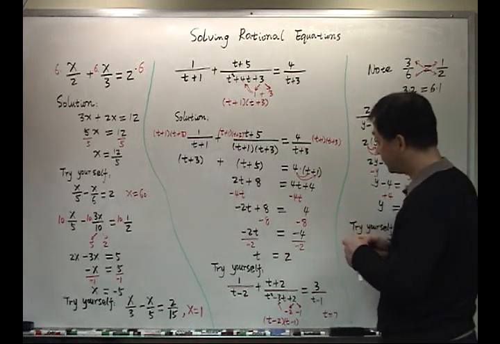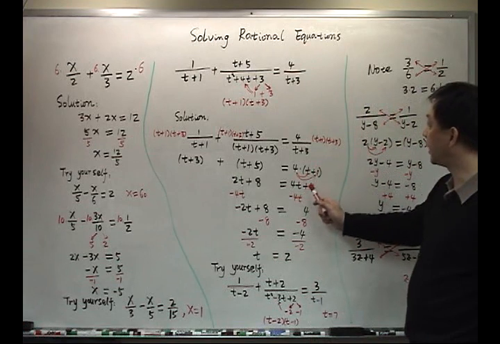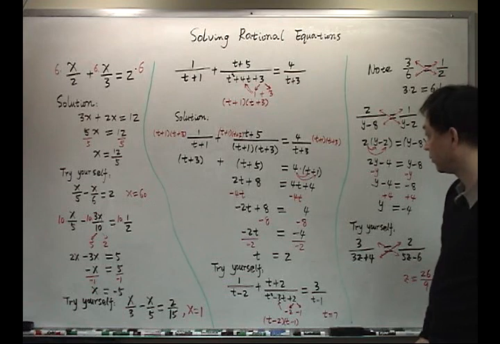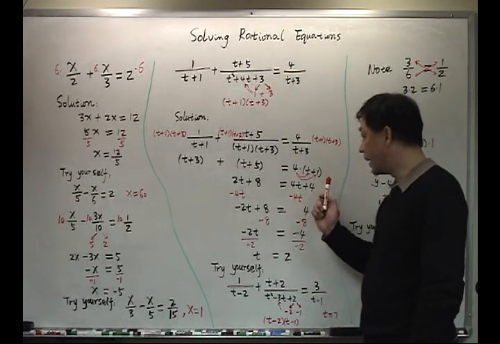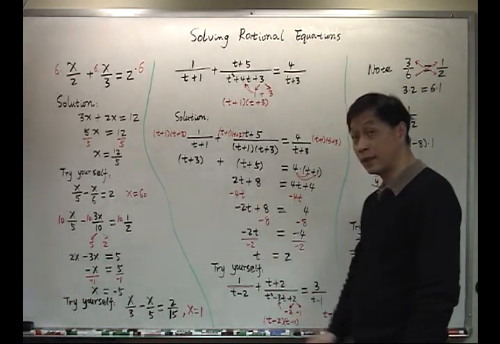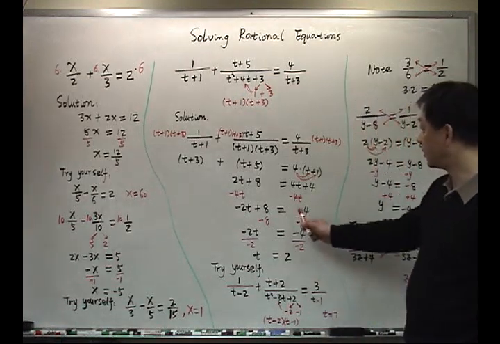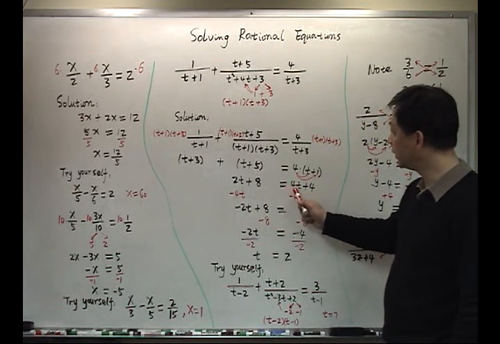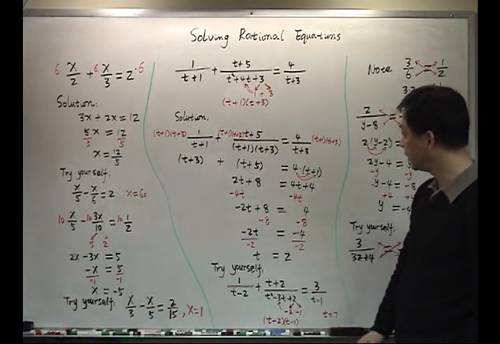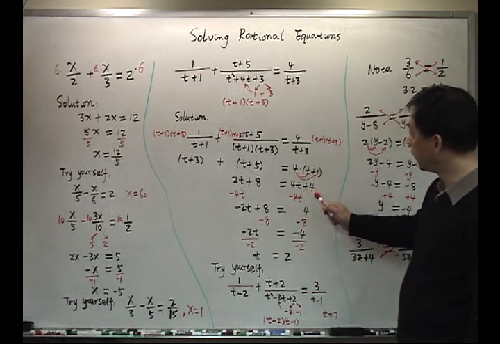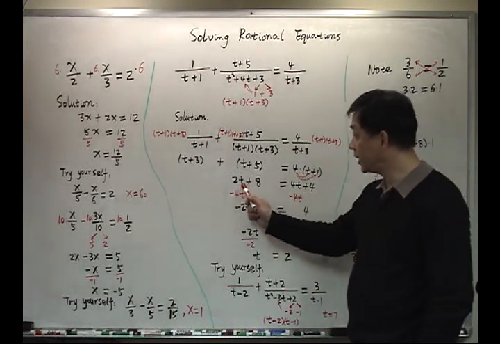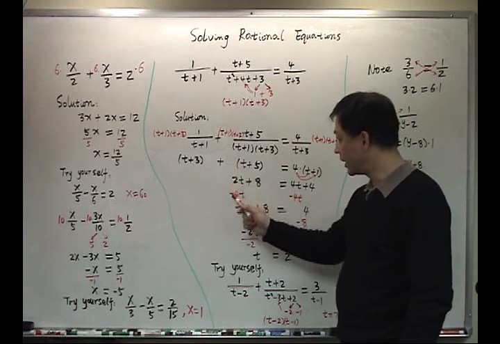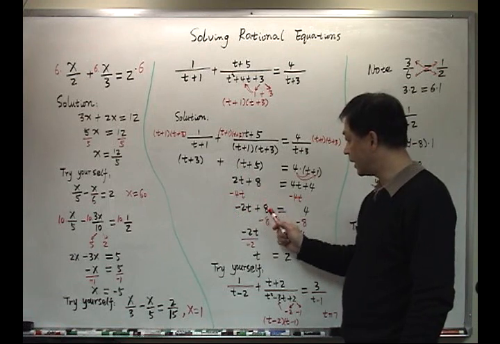And 4 times 1, so 4t plus 4. Okay? Now, you have 4t plus 4 on the left and 2t plus 8 on the right. Subtract 4t from both sides. 4t and negative 4t cancel each other, so you have a 4 on the right, and on the left, 2t minus 4t, so you have a negative 2t plus 8.